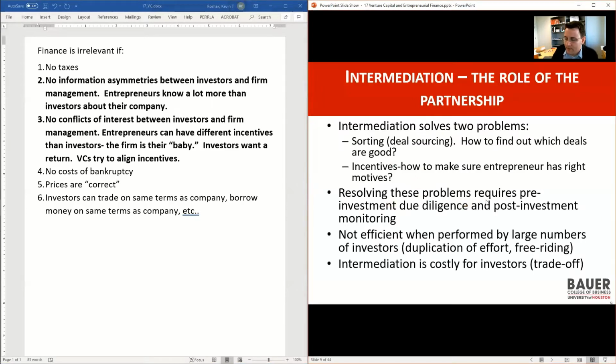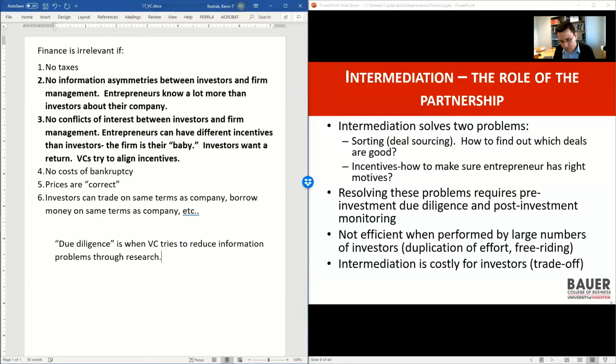A couple ways that VCs are going to do this is with pre-investment due diligence. Okay, so that's this first part. They're trying to reduce these information problems with due diligence. They're going to do research on the company and on the industry. Now, part of this research is going to look like consulting for the entrepreneur.